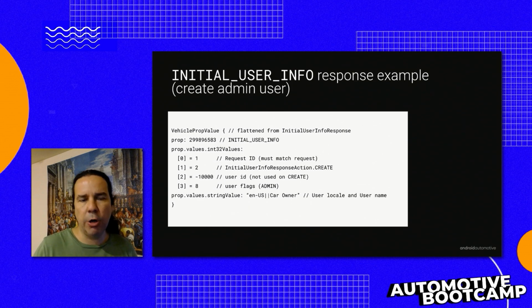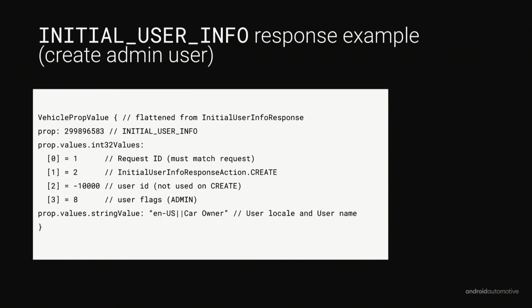Then the HAL has to respond. So let's say we want to create an initial user. It's going to be an admin user called car owner, and the locale is going to be English US. So they have to send a property change event with the same property and the same request ID, in this case 1.